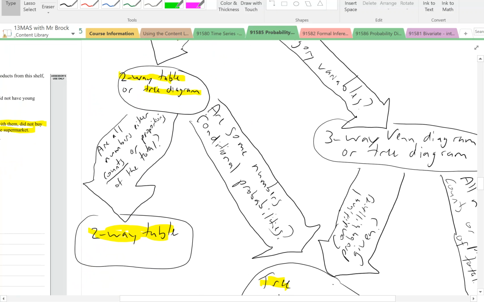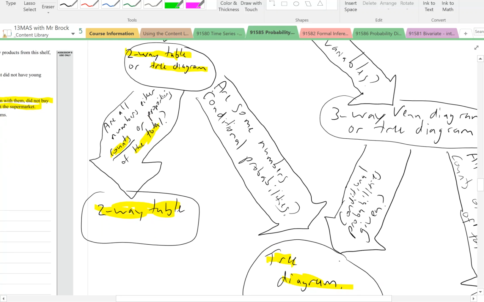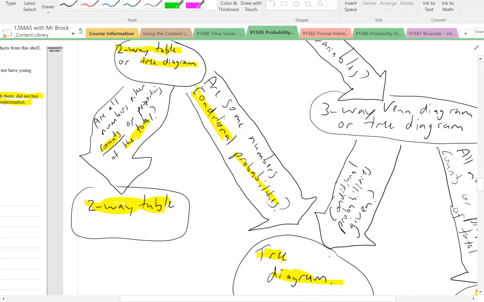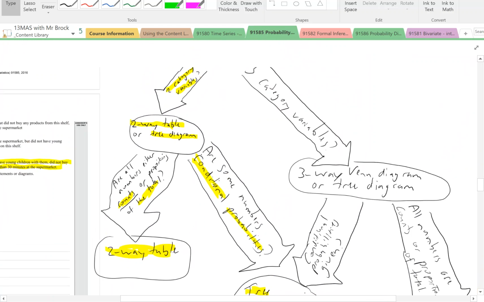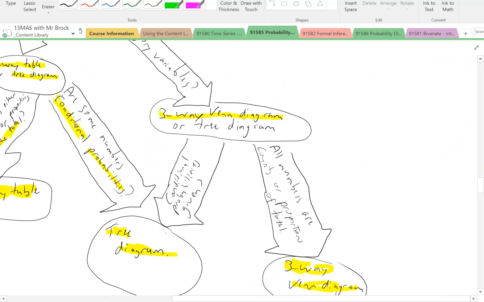Then you have to ask yourself, are all the numbers either counts, that's just numbers, or proportions, but of the total? And if that's the case, then you can use a two-way table. But if some of the numbers are actually conditional probabilities, which means that they're out of a subgroup, then you need to use a tree diagram. If we have three category variables, then you're either using a three-way Venn diagram or a tree diagram. And the same rules then apply.